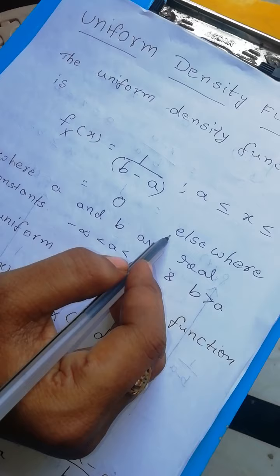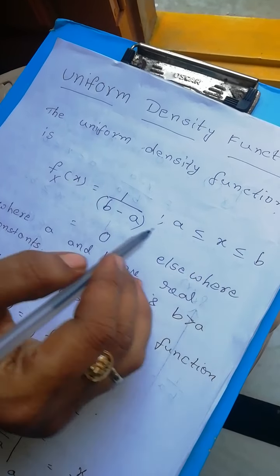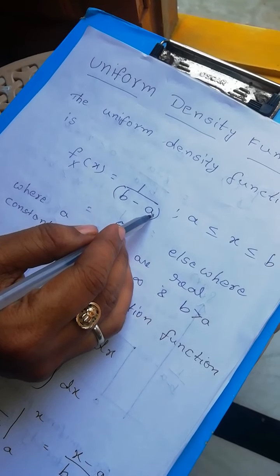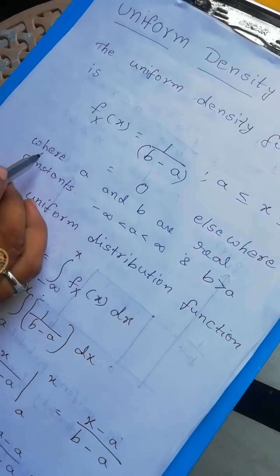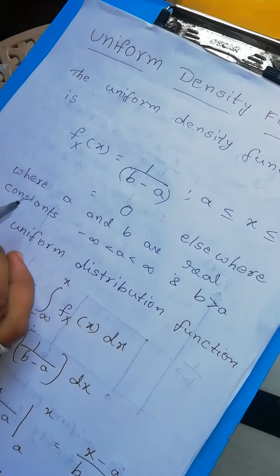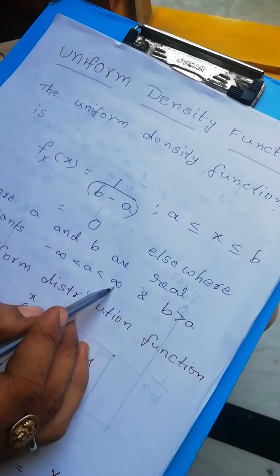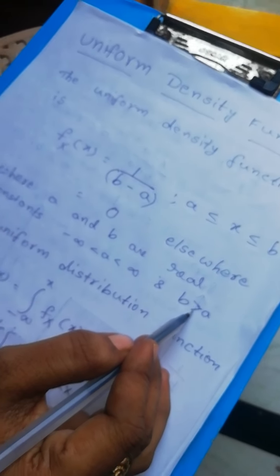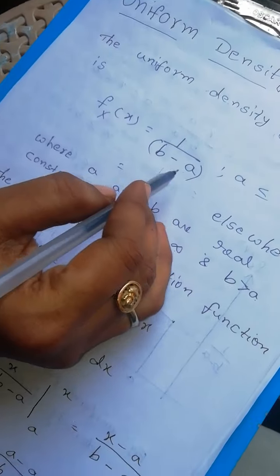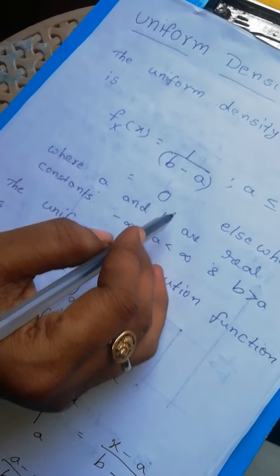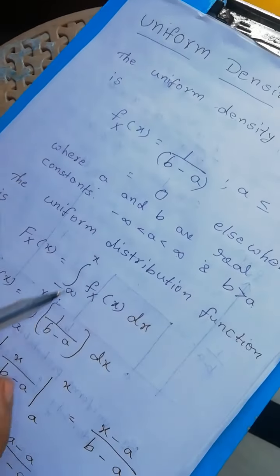What is the meaning here? When the x value is in between a and b, then the density function is 1 by b minus a. Otherwise, the density function is 0. Here, a and b are real constants, where a is taken between minus infinity and infinity, and b is always greater than a. In 1 by b minus a, a and b are constants. That's why the uniform density function is constant.